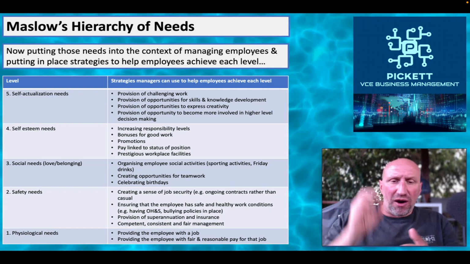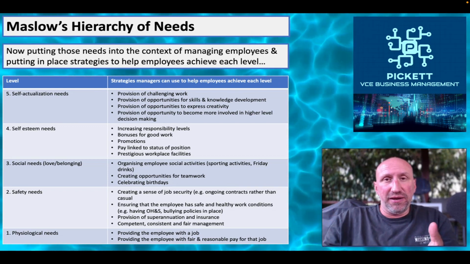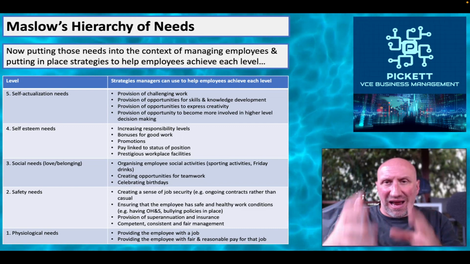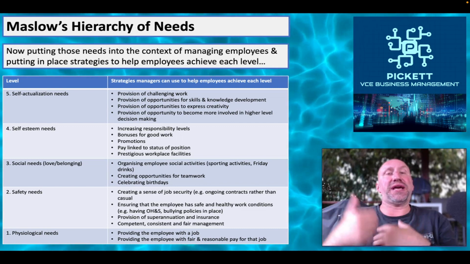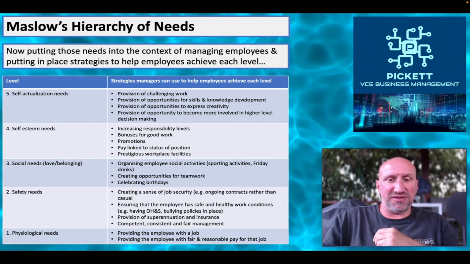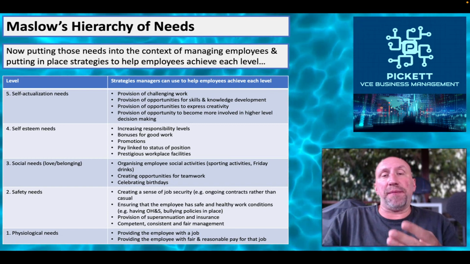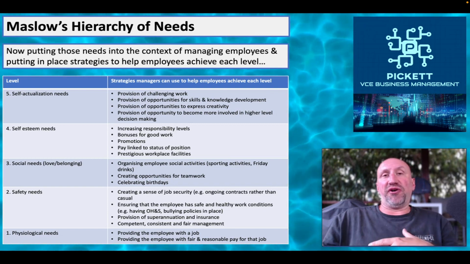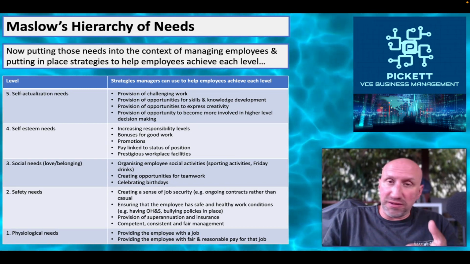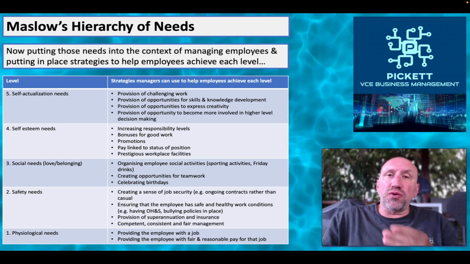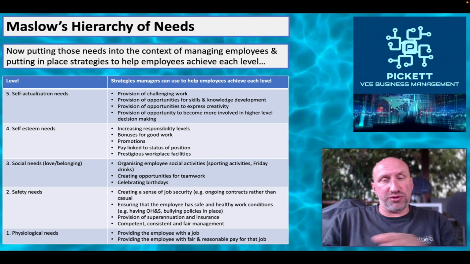So now I have a job that pays me enough. I think it's fair and reasonable pay. So now I want to feel that I have that job for some length of time, that it is not going to be taken away from me. That creates my sense of safety. So in other words, a strategy that a manager might use is providing ongoing contracts rather than casual employment for employees. For example, you can make sure that OH&S, occupational health and safety, is all sorted across the workplace.